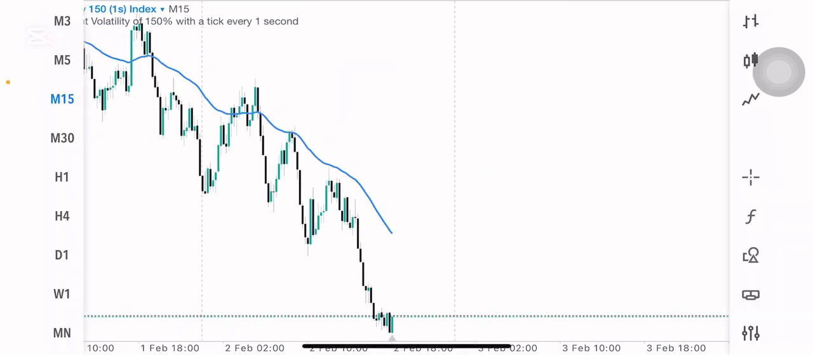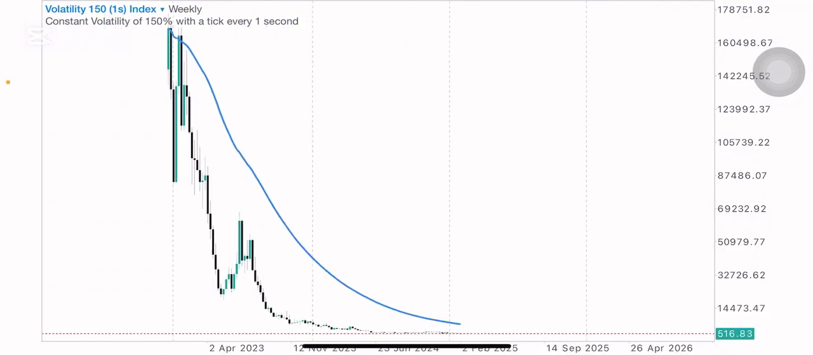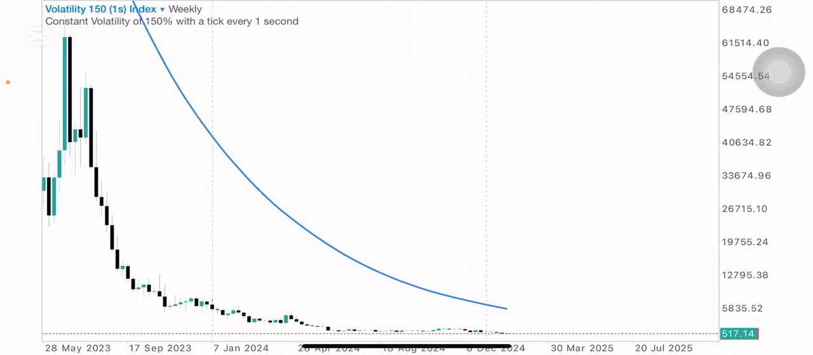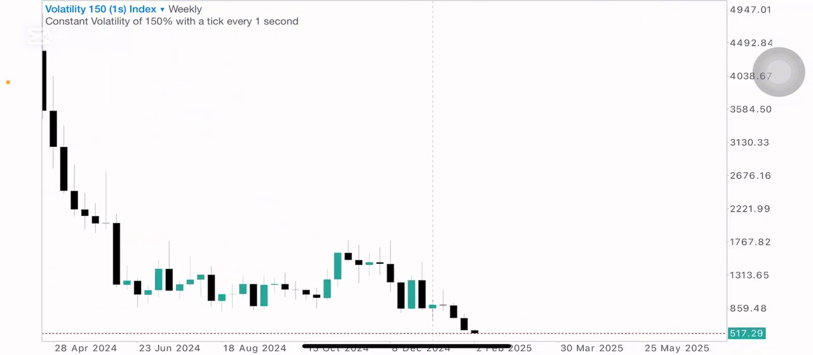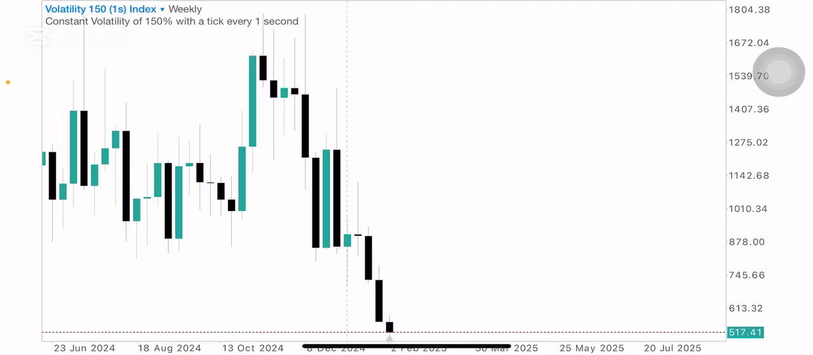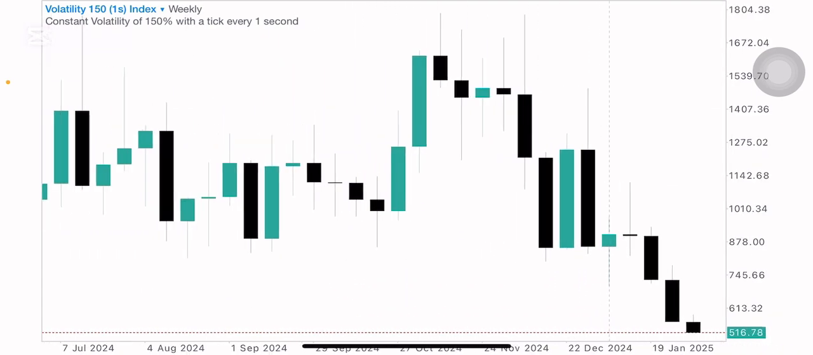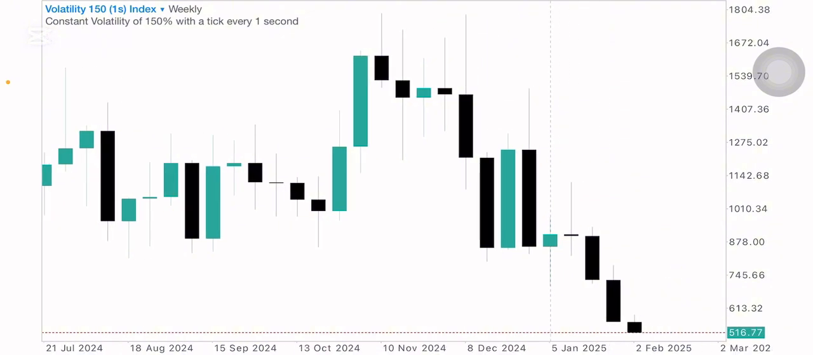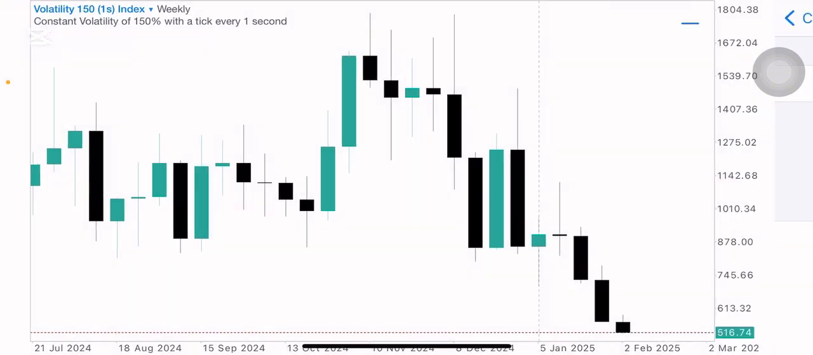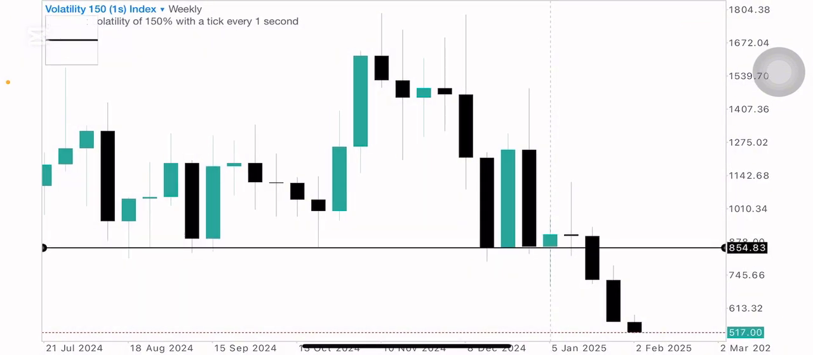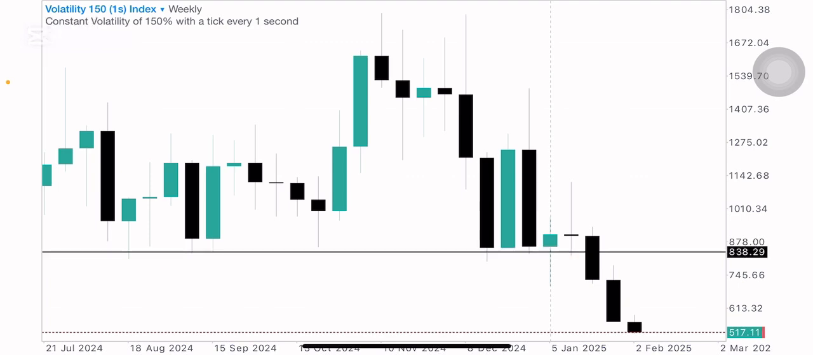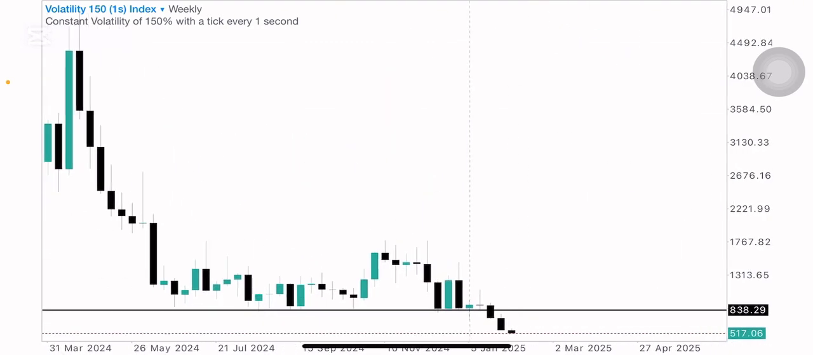Let's see 151s. I think I like that one too. Need to look at Jump also. Jump 10 probably. Okay, so this is 151x on the weekly time frame. On the weekly time frame, wow, price has been crashing massively. My goodness me, price has been crashing massively on the weekly.